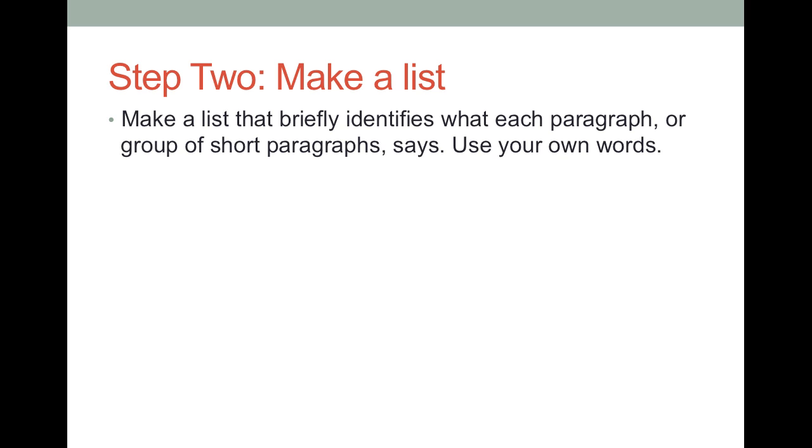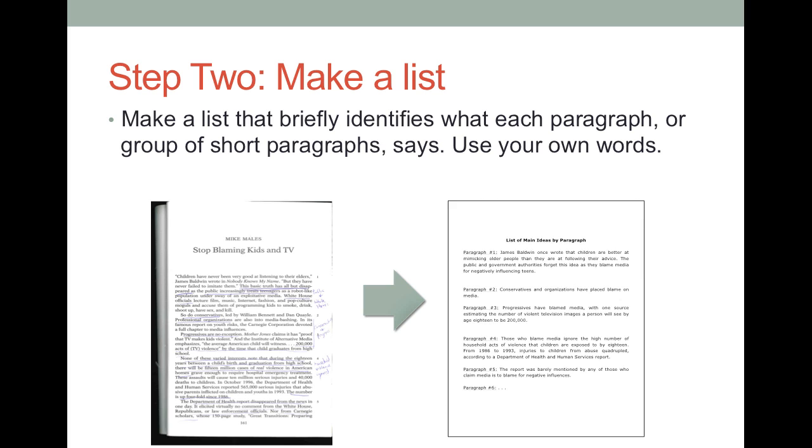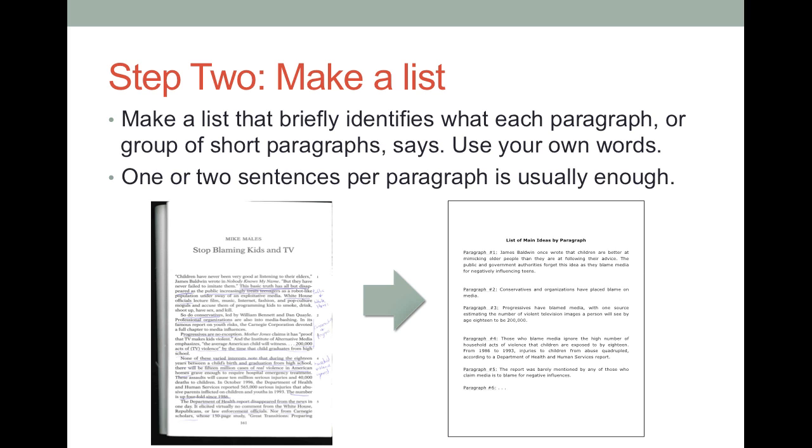After you've annotated and identified the author's main ideas, make a list of those main ideas or points on a separate sheet of paper or a document. Be sure to record the main ideas or points in your own words and try to write complete sentences when possible. This will make it easier to write your summary later.